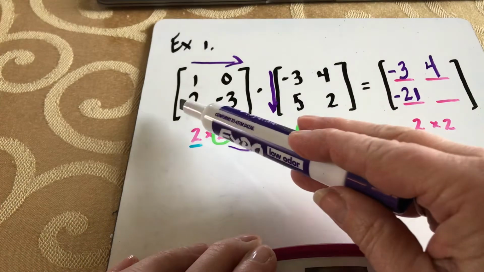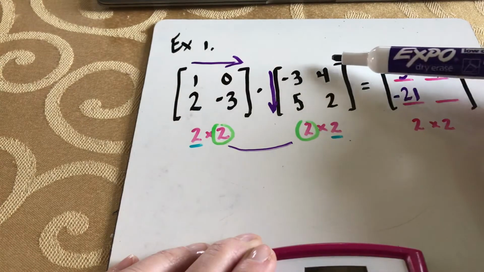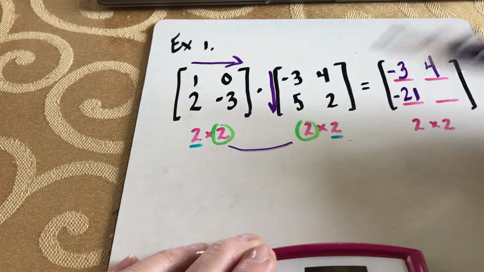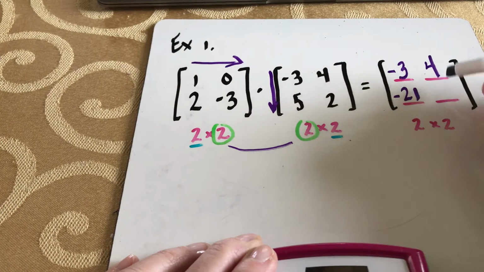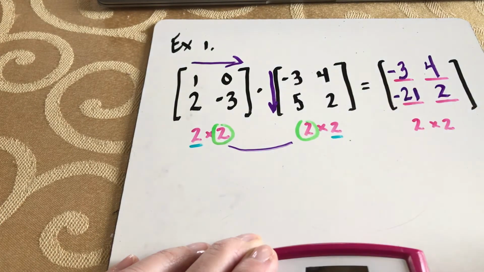And we got one more spot to fill. We are going to go across the row again. This time we're going to go down the second column. So again, going back, starting with the 2, we go 2 times 4, then we go plus negative 3 times 2. And my final element is 2.